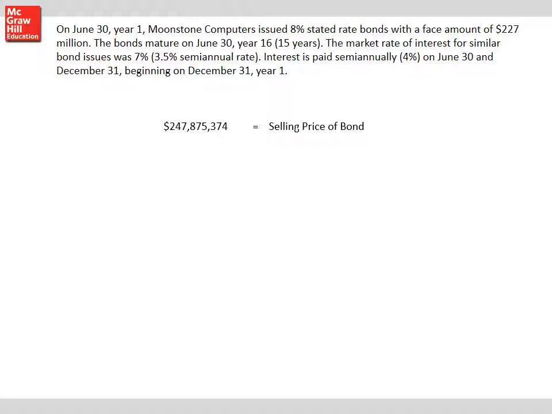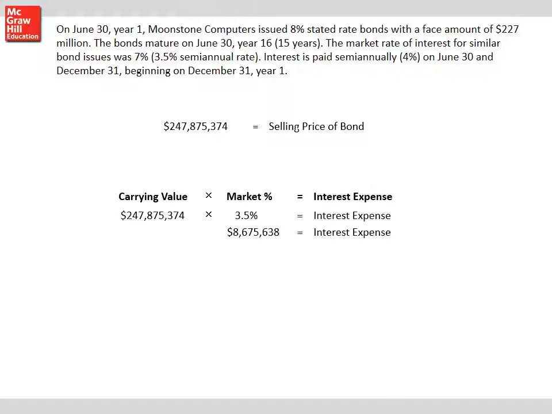Okay. And then the second part said, okay, what is the interest expense for the first year? Well, to determine interest expense, and this is something just a little bit beyond the scope of our chapter, we take the selling price or the carrying value of the bonds for the first year times the market rate of interest, that 3.5%. And that's how much our interest expense will be. You don't have to worry about that for a test or anything, but I just wanted to show you that.